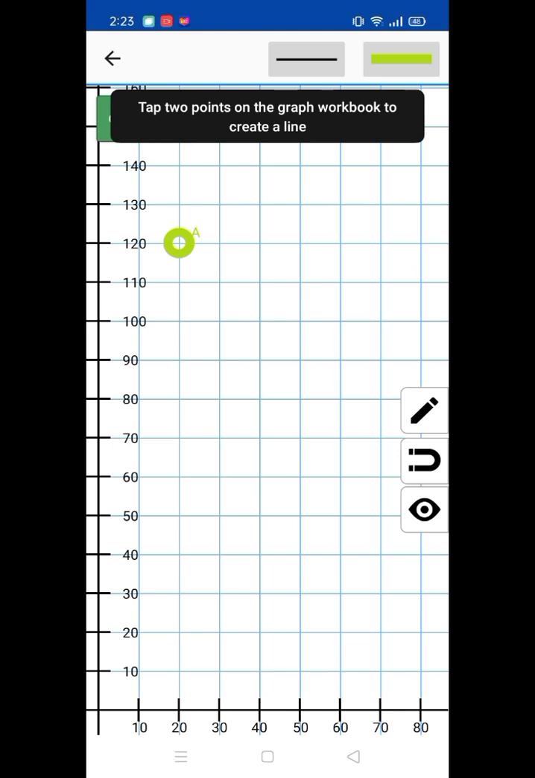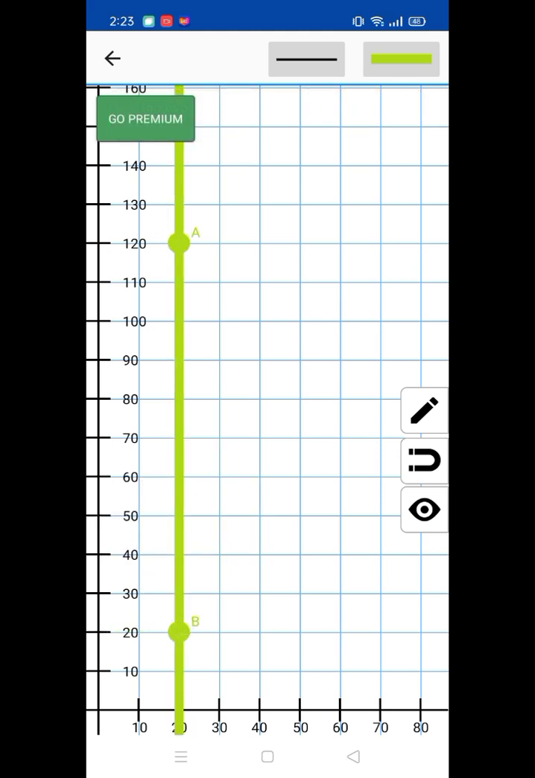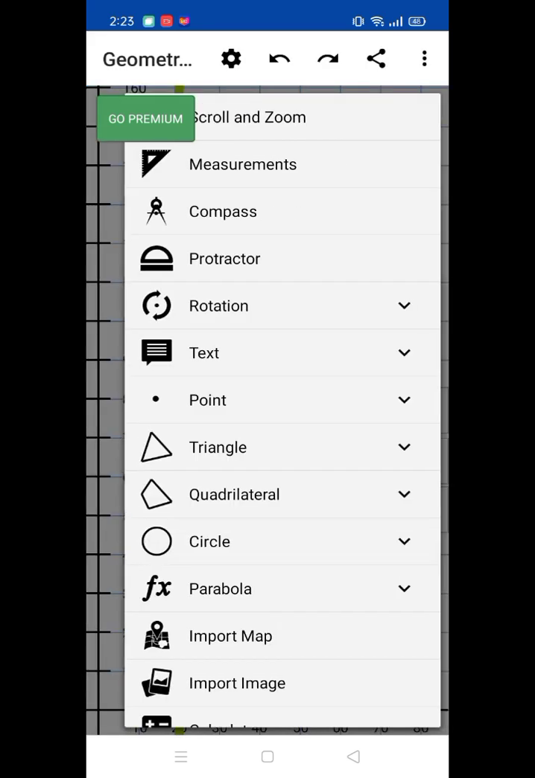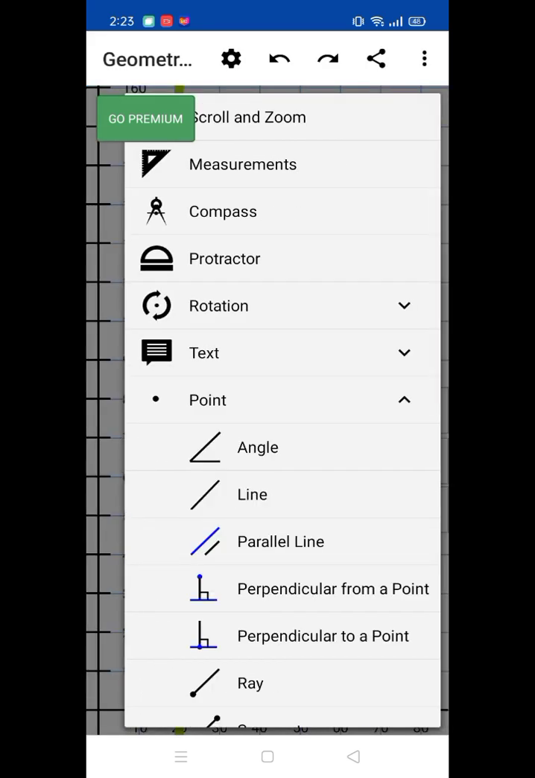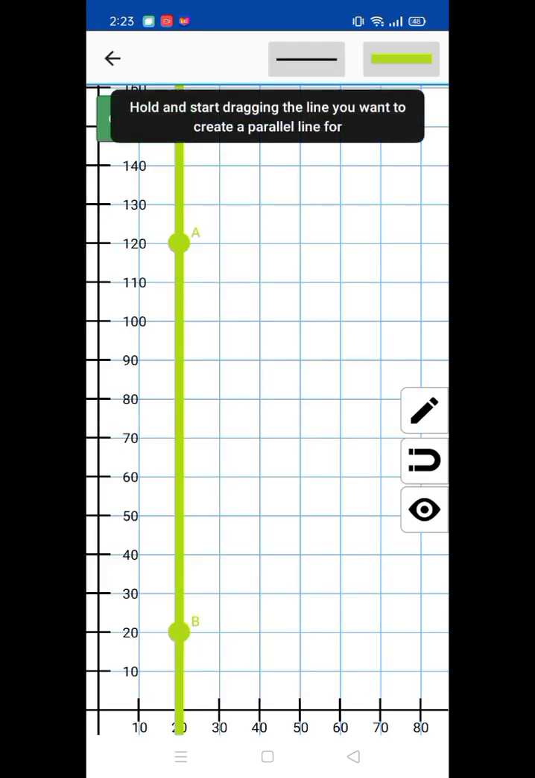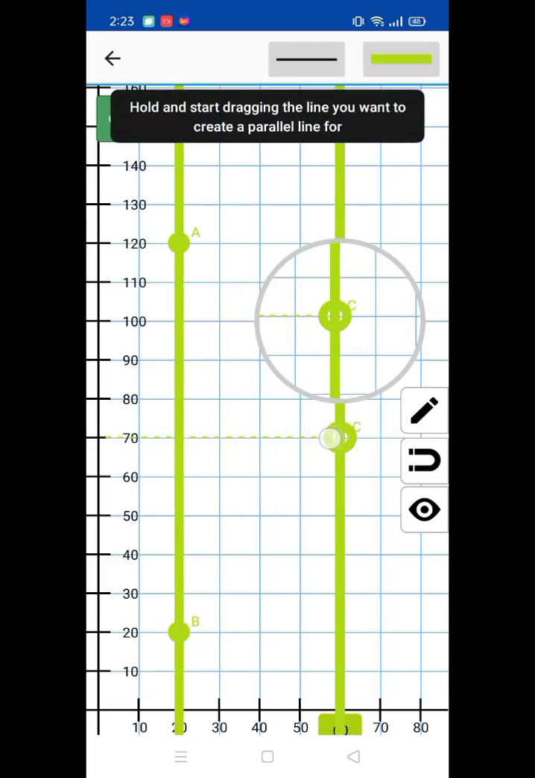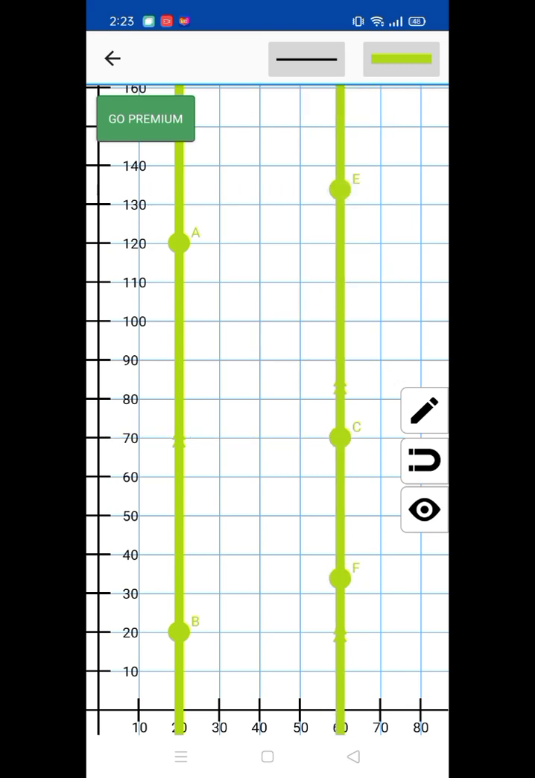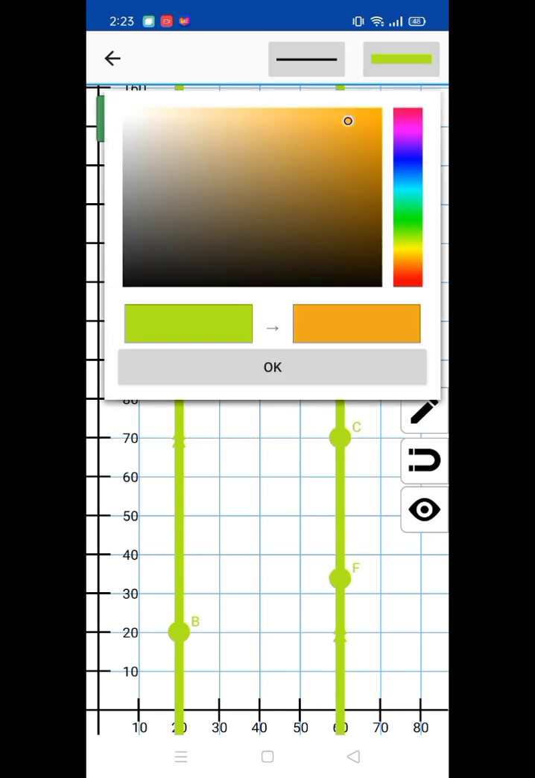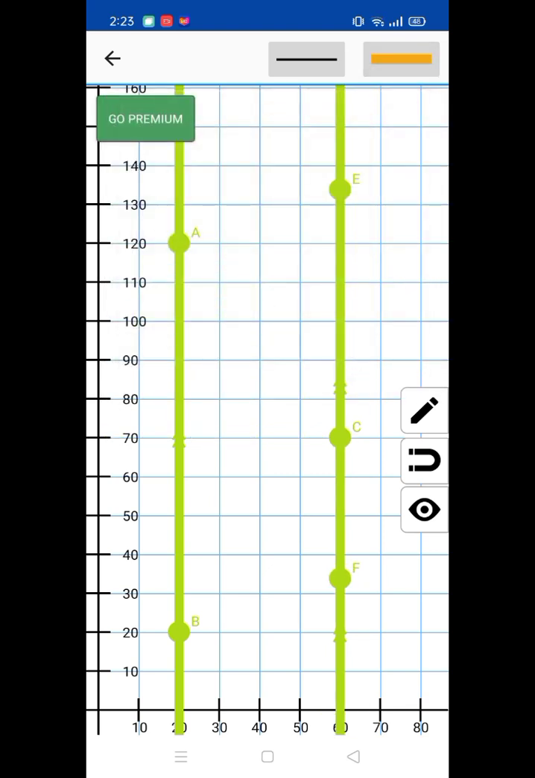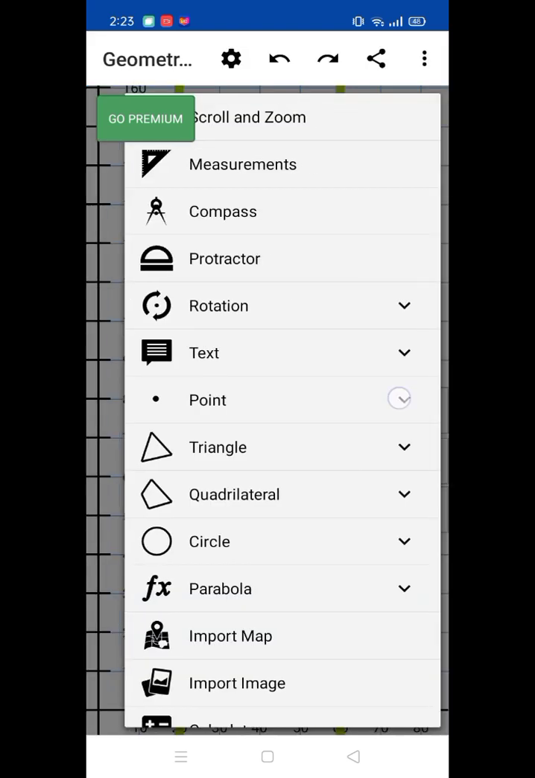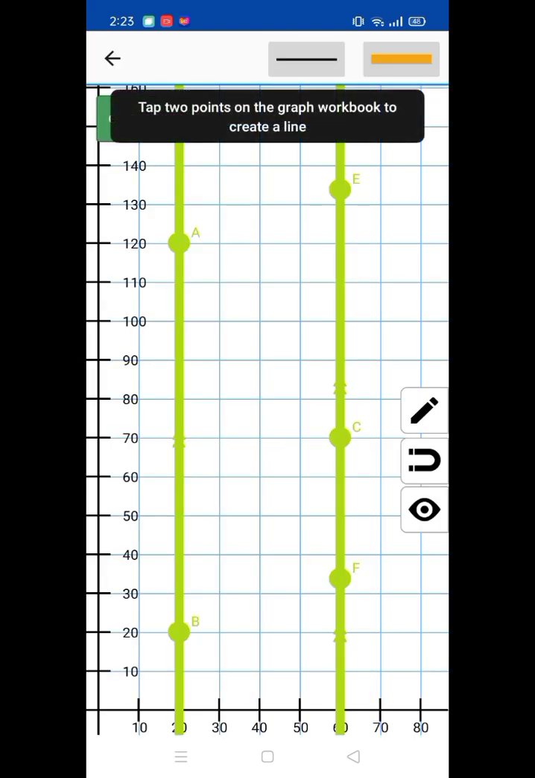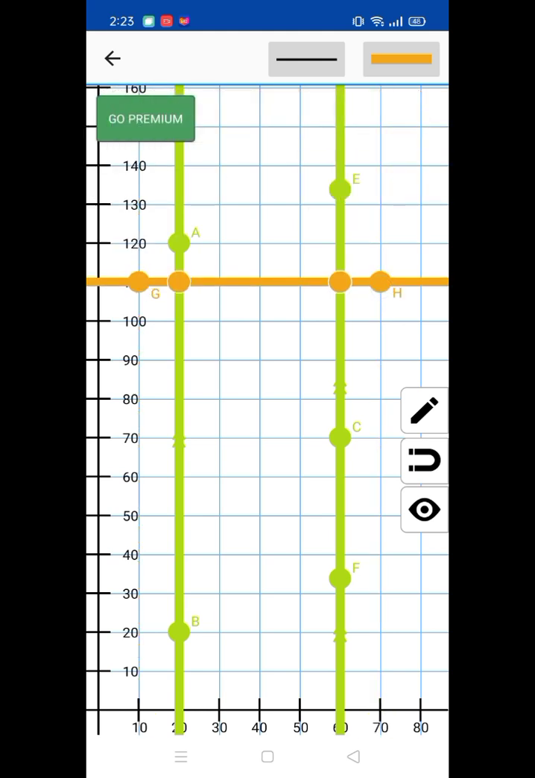Line AB is parallel to line CD. And let's pick a color orange for another line. Let's call the line GH. And we can see that it is perpendicular.